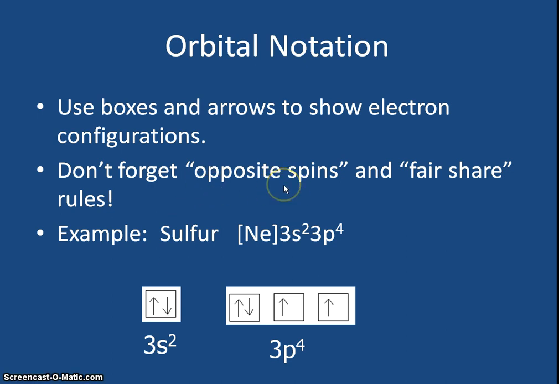The opposite spins rule is Pauli's exclusion principle, and it says that if you have 2 electrons in the same orbital right here, they have to be going opposite directions. So it would be incorrect to have 2 arrows both pointing up or 2 arrows both pointing down in the same box. The second rule is the fair share rule, and this is Hund's rule. If you have a set of boxes, like the P has 3 sets of boxes, when you're putting your arrows in, you need to spread them out as much as possible. So if you have 4 arrows, you're going to put 1 in each box before you come back for seconds.